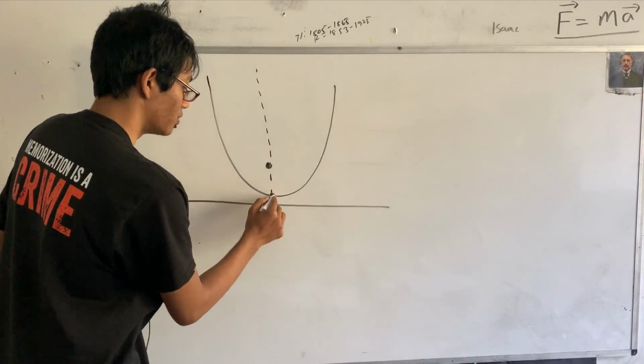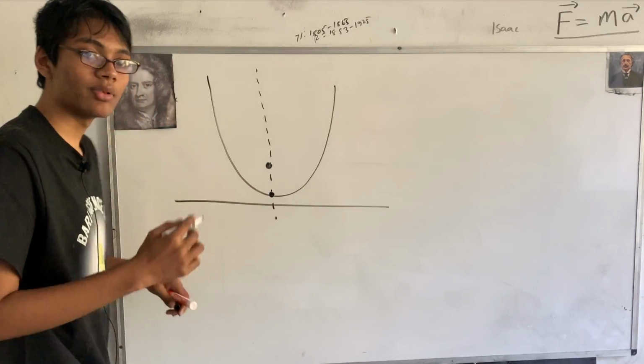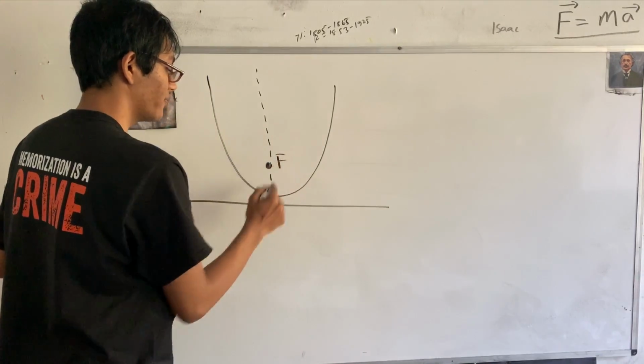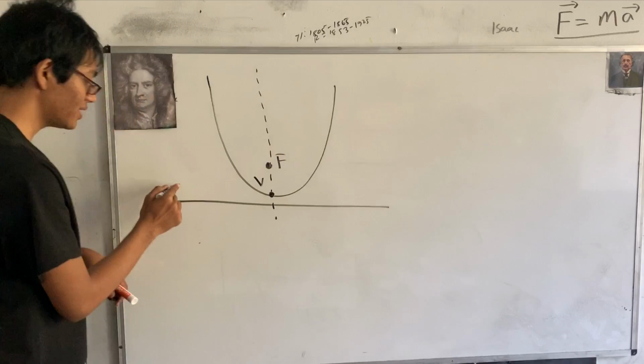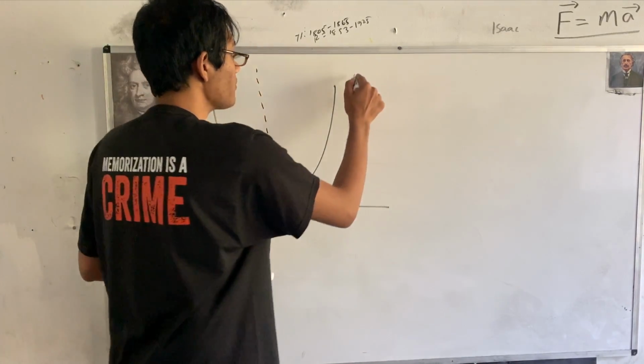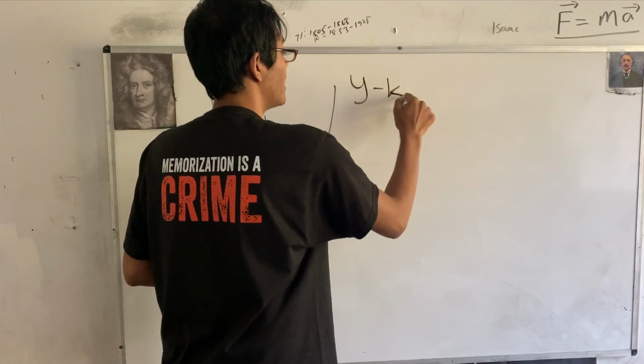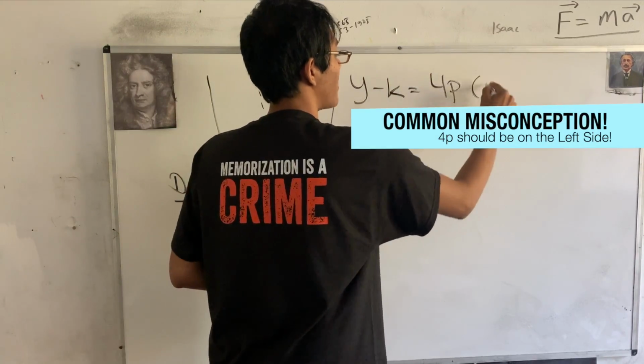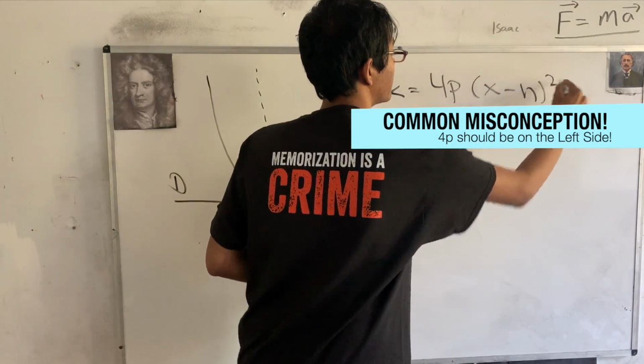Okay, so what can we do? Well, first let's label everything we have. We have the focus here, F, we have the vertex here, V, and we have the directrix here, D. So let me just give you the equation. It's going to be y minus k is equal to 4p times (x minus h) squared.